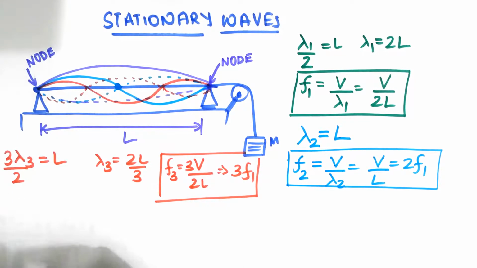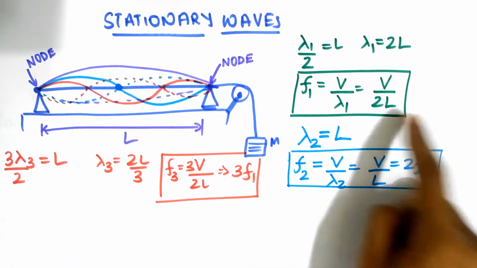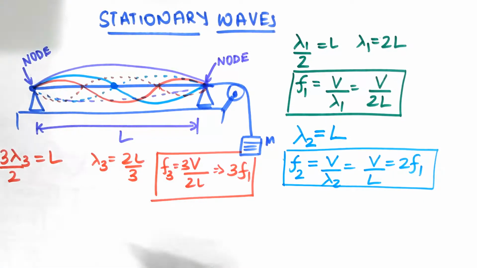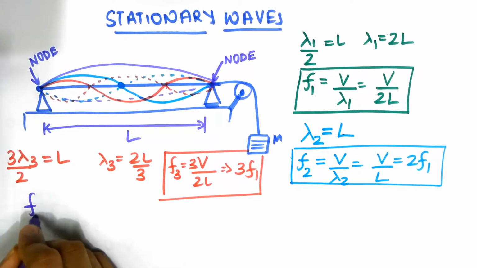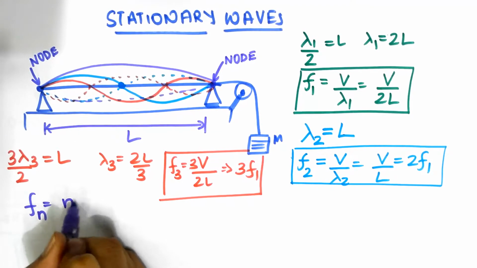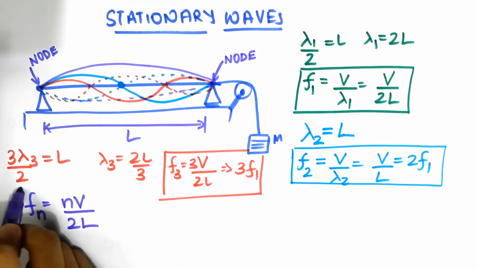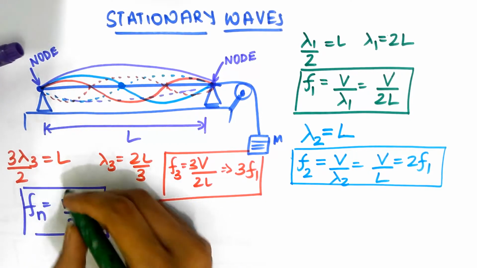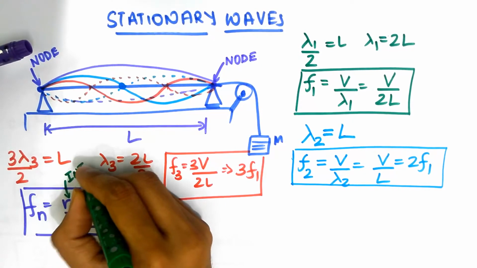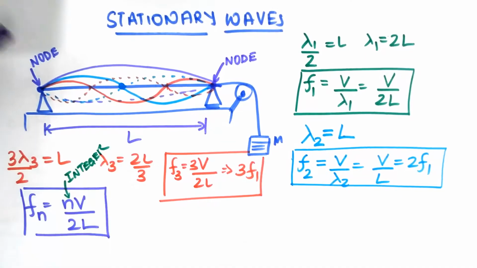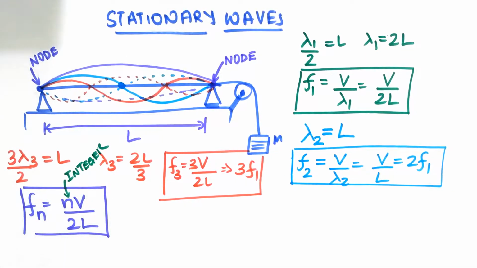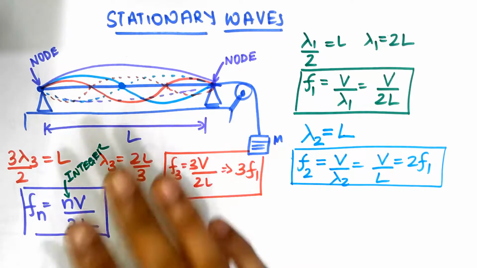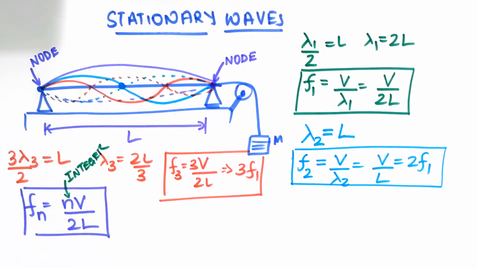So what you can see is now that you can have a frequency V by 2L or 2V by 2L or 3V by 2L, or in other words, you can have in general any frequency which obeys this rule, nV divided by 2L, where n is an integer. It has to be an integral multiple. Ooh, interesting. So the difference is you have discrete frequencies over here, unlike traveling waves where you can have any frequency you want. There are some special frequencies available.